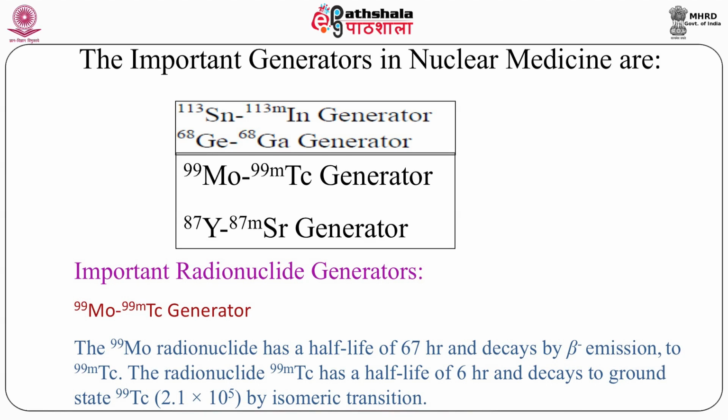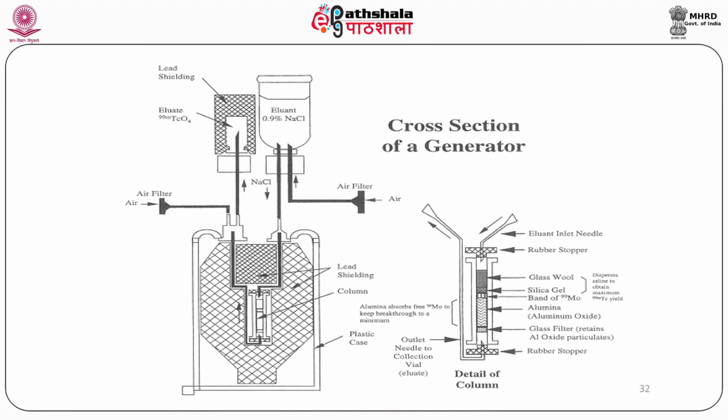The molybdenum 99 radionuclide, again we say with a 67 hour half-life, decays to technetium 99m, a radioactive material which finally decays to the ground state to become technetium 99, which has a half-life of 10⁵ years by isomeric transition. So this is the generator which we are talking about. If you can see, on the center side there is a column made of alumina, and in this column itself molybdenum is absorbed, any kind of parent radionuclide is absorbed, and there are two openings. From one side you have to put the saline.